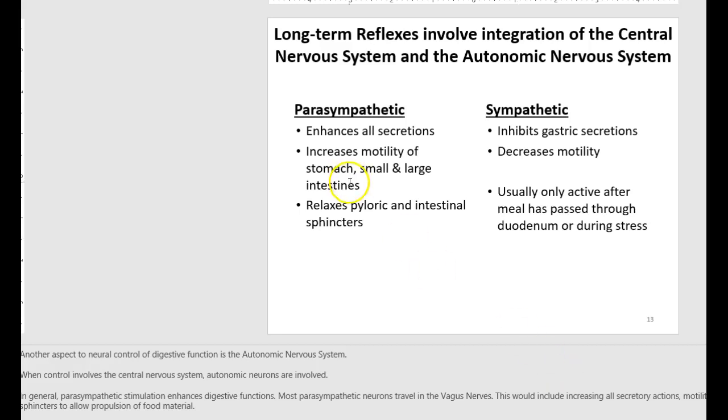One thing to note is the parasympathetic nervous system doesn't always cause muscle contraction. Sometimes, like when we studied the bladder, the parasympathetic nervous system will stimulate relaxation. So there are two sphincters, the pyloric sphincter, and there's an ileocecal valve or sphincter. Those need to relax if you're going to propel food forward in the digestive tract.